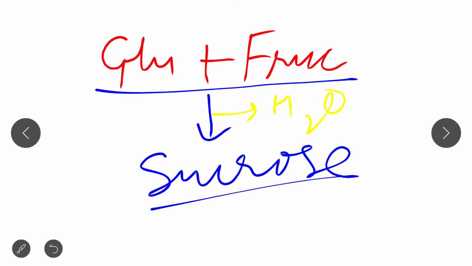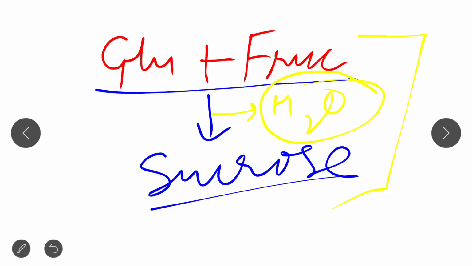I will explain all this structure in my upcoming lectures. So in this lecture you just see the concept, that sucrose is made up of 2 sugar molecules, glucose and fructose, by the release of H2O, that is water. So this is disaccharide.